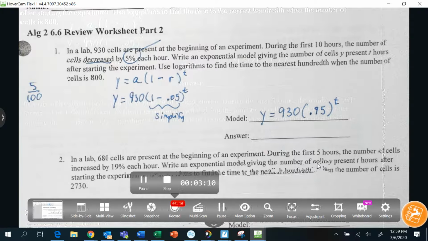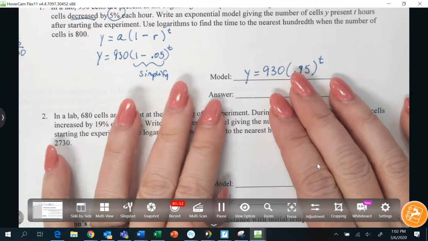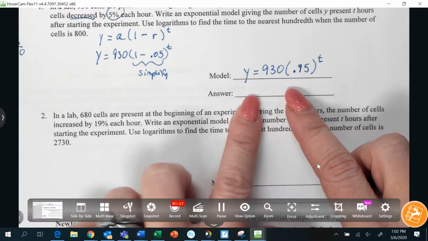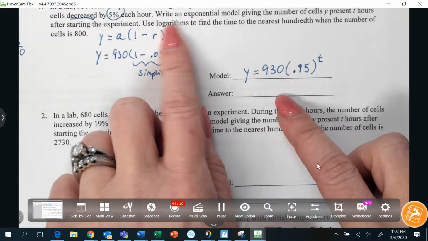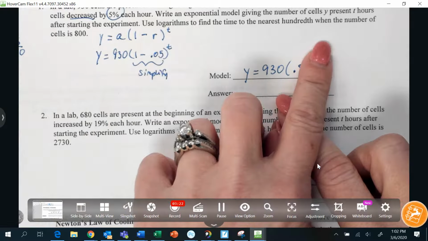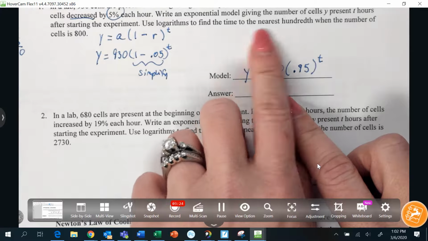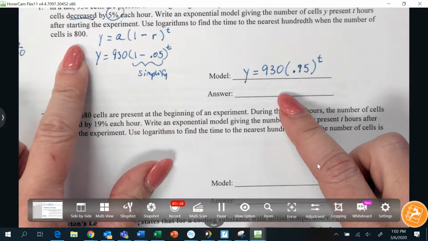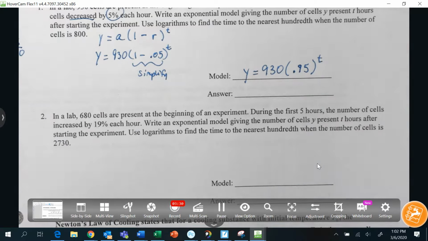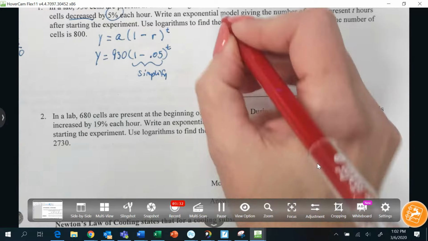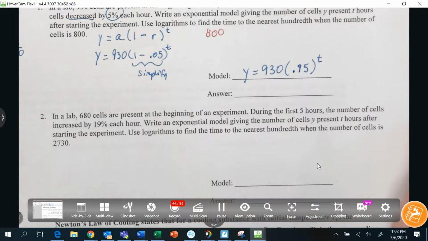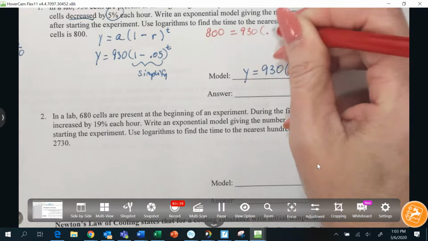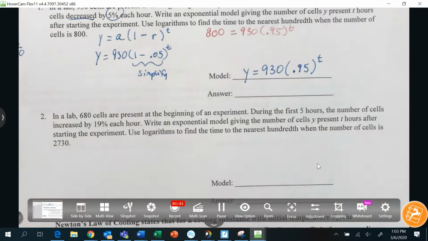So now we are going to do the new stuff. This is what we did before. We're going to now do the new stuff. The new stuff says we're going to use logarithms. We're going to find the time to the nearest hundredth when the number of cells is 800. So I'm going to put in 800 into the y spot: 800 equals 930 multiplied by 0.95 to the t. We're going to solve for t.